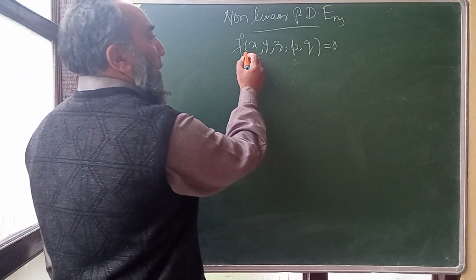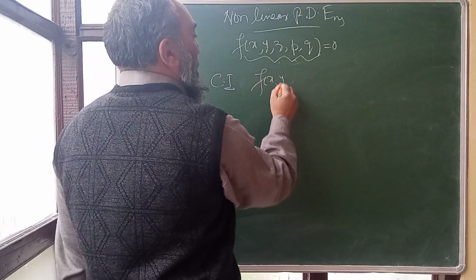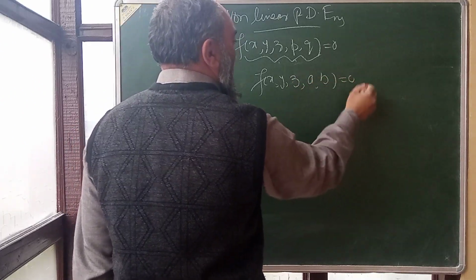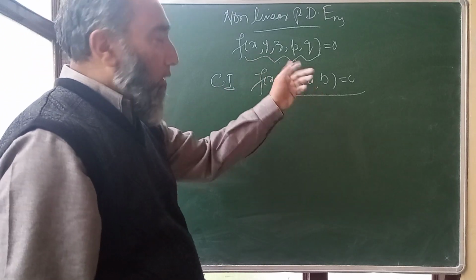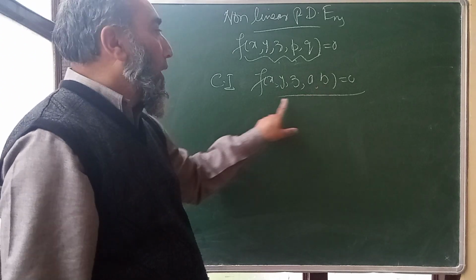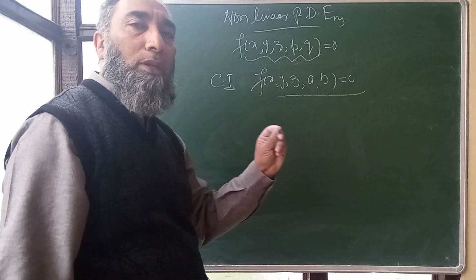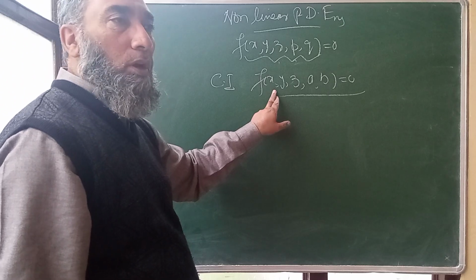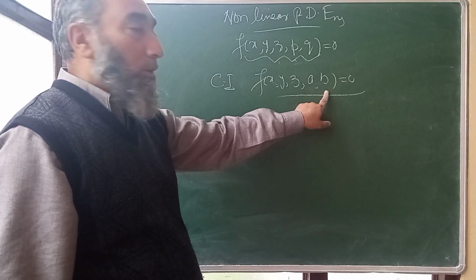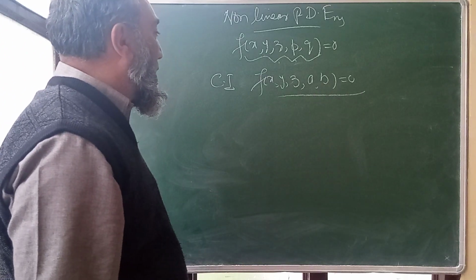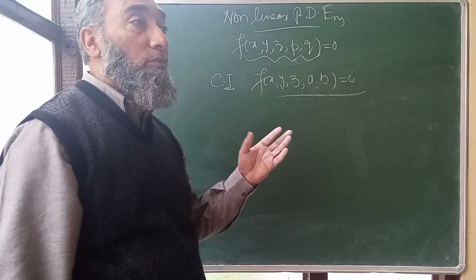Now its complete solution, complete integral, is given by f of x, y, z, a and b equal to 0. Means if you have as many constants as the number of independent variables, then the solution is known as complete integral. You have two independent variables and two arbitrary constants. The solution is known as complete integral.